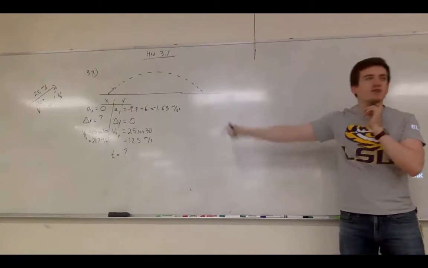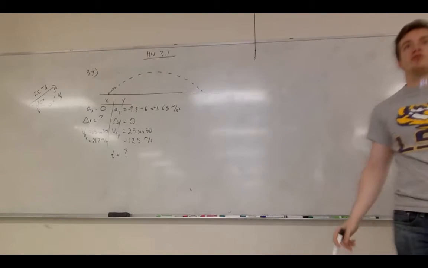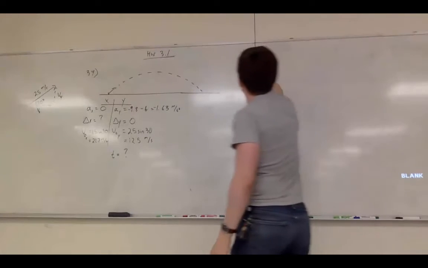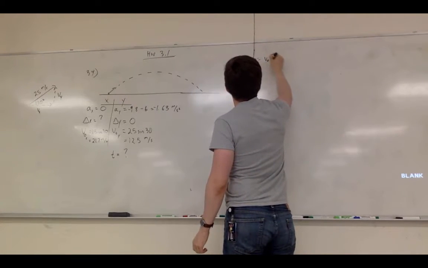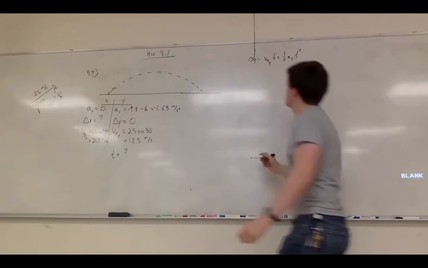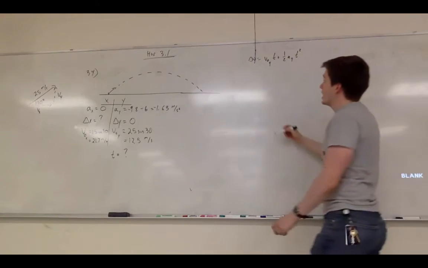Based on our list over there on the right side of our time variables, what equation do we have that matches that list? Change of y equals v naught y t plus one half a t squared. Our absolute favorite one. Everything is y.